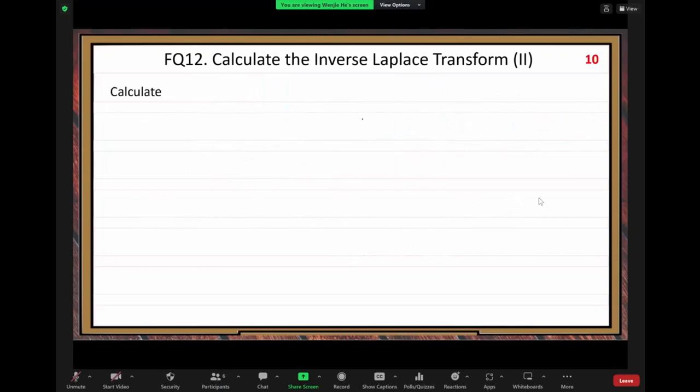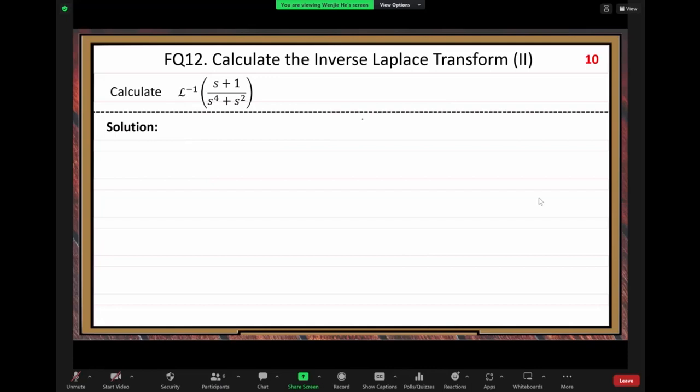Another one, calculate this inverse Laplace transform. I'll just give you the remaining techniques you need. All right, now let's calculate this one.